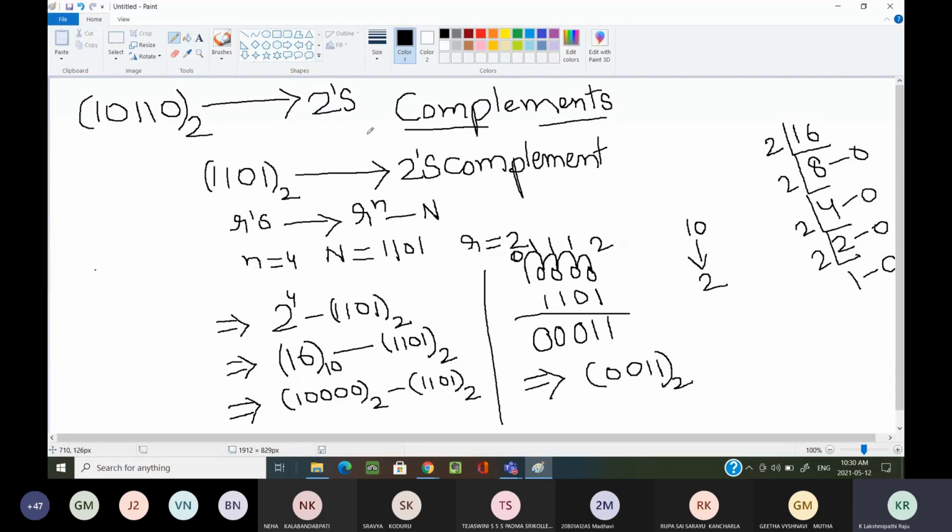Now calculate. I want the answer. I want the solution. Now here I am writing the values. Small n equal to 5. Capital N equal to 1 0 1 1 0 1 0 1 1 0, and r equal to 2.